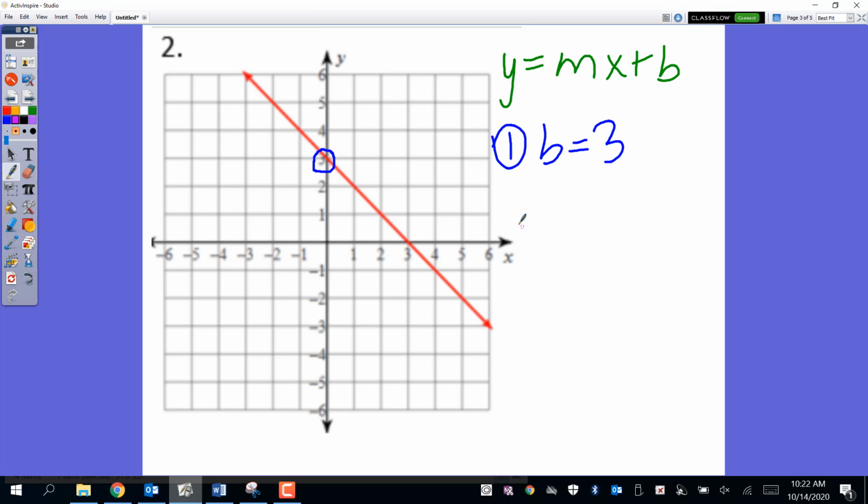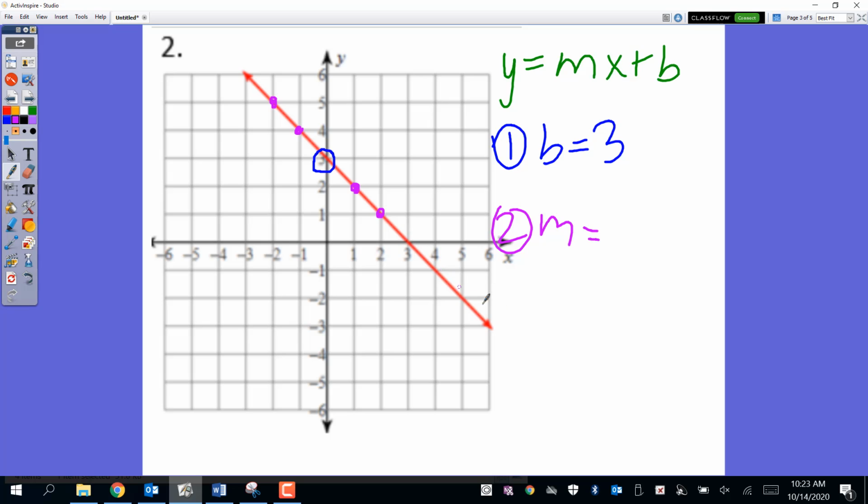Now, for my slope, my m, I need to pick another point. So there's lots of points. I could pick this point, this point. This graph goes through lots and lots and lots of points.